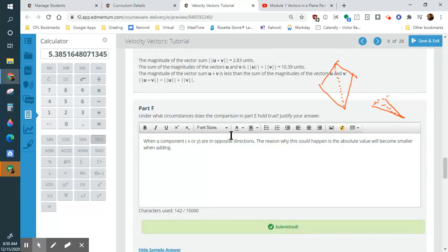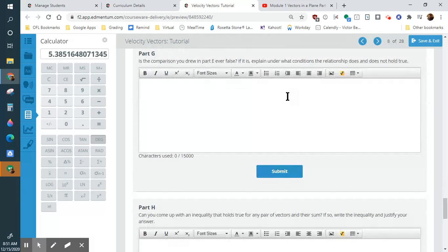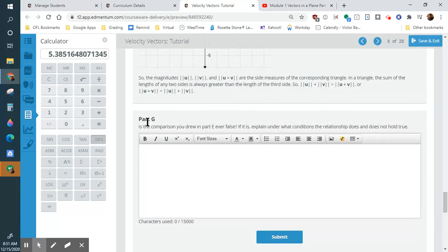Let me read their explanation. They say the vectors do not have the same direction. So I said opposite direction, but they're saying same direction. If you drew part E, is part E ever false? Under what conditions? When the components are in the same direction.